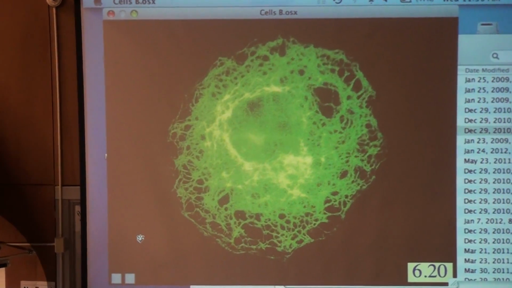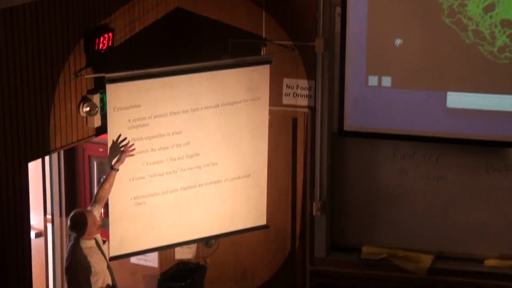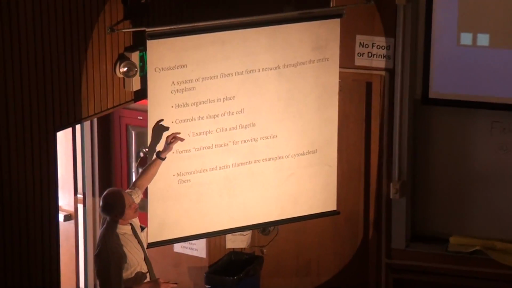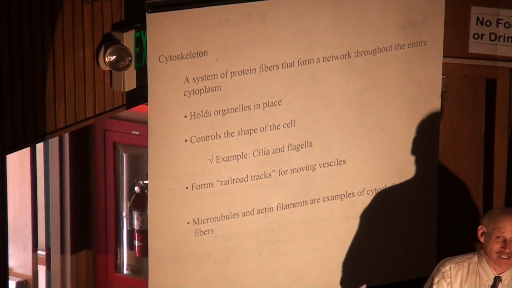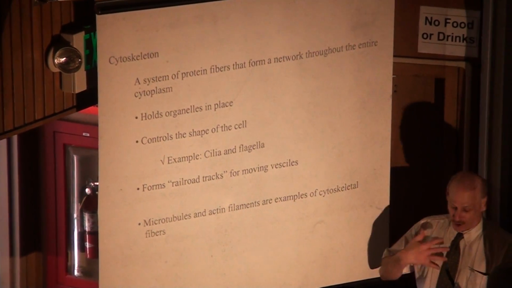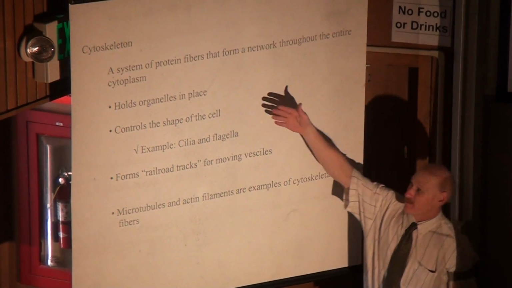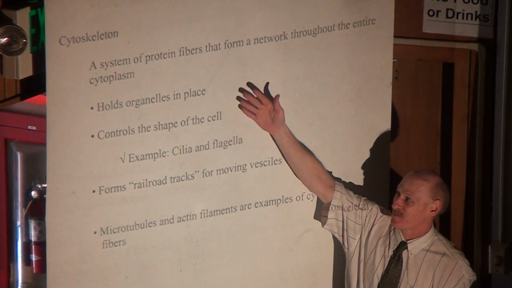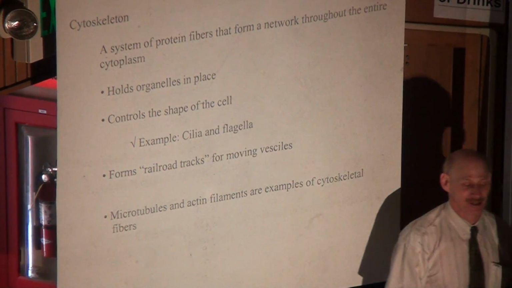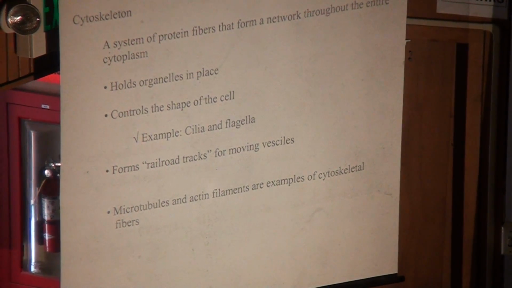And its name says a lot. Cyto means cell and skeleton means bones, and so it's very much like the bones of the cell. The bones of your body give your body its shape and hold your organs in place. That's pretty much what the cytoskeleton does. It controls the shape of the cell, it gives the cell its shape, and it holds the organelles in their correct places inside the cell.